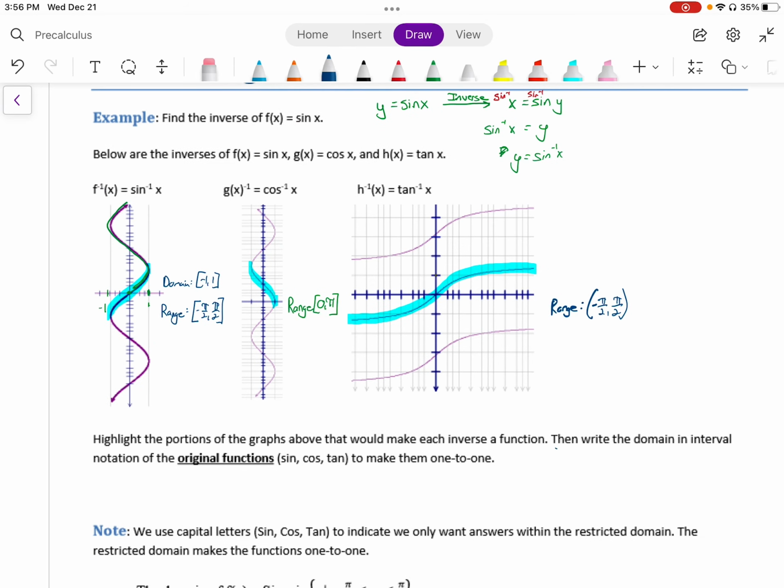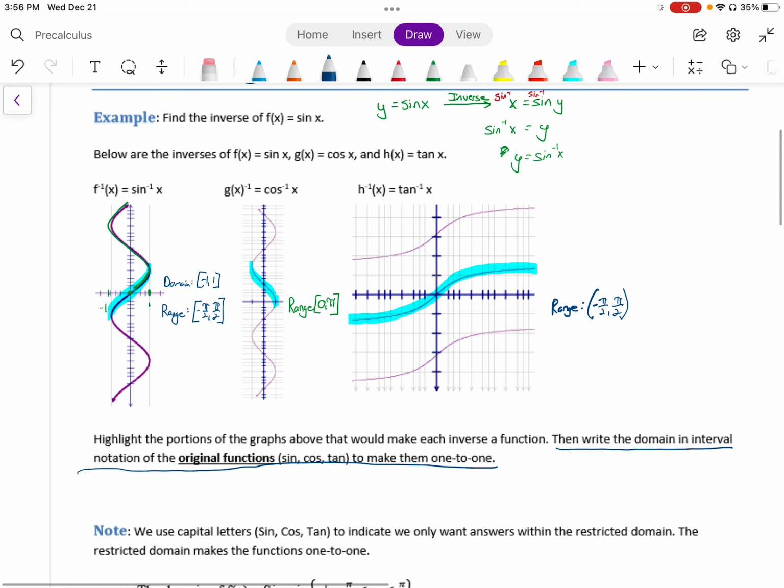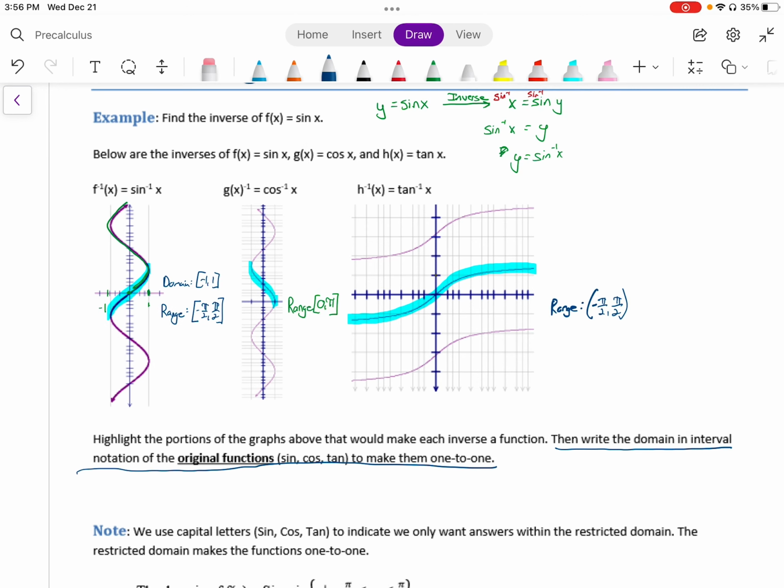It says then write the domain in interval notation of the original functions that make them one-to-one. So we actually do this fairly often. Over here, this was the domain and range of inverse sine. But what would the domain of sine of x be? What would we want to talk about if we wanted to limit the domain? Well, we'll write it as y equals sine of x, and we would just want to go from negative pi over 2 to pi over 2.